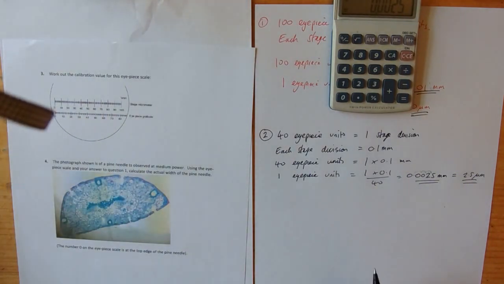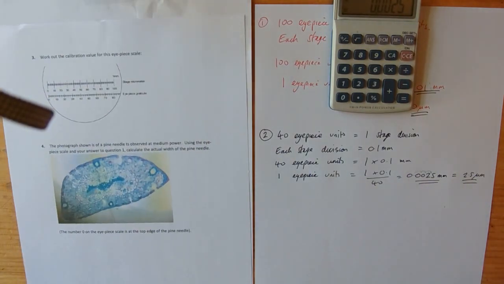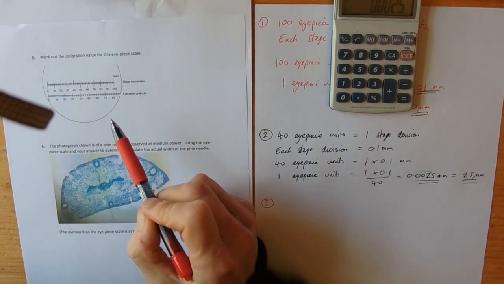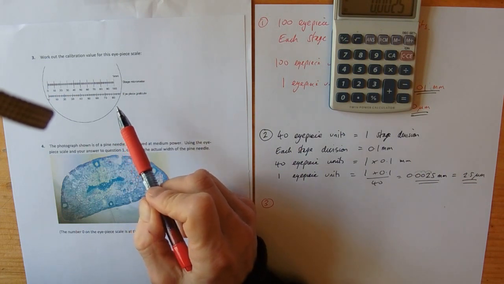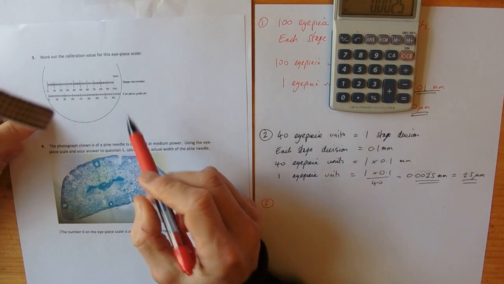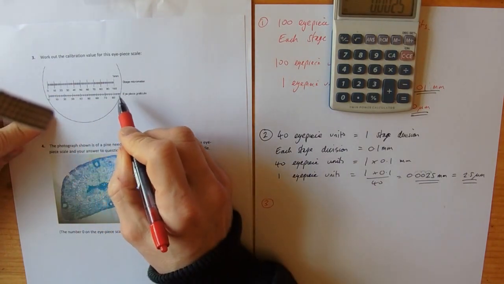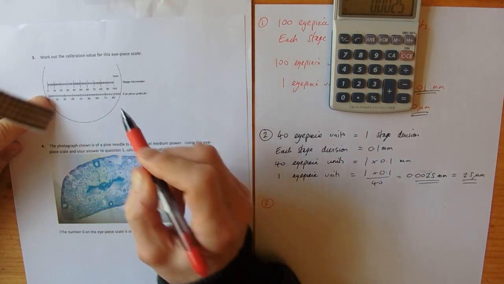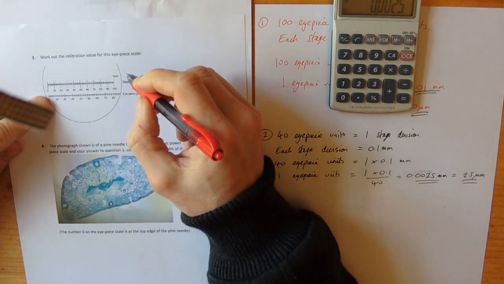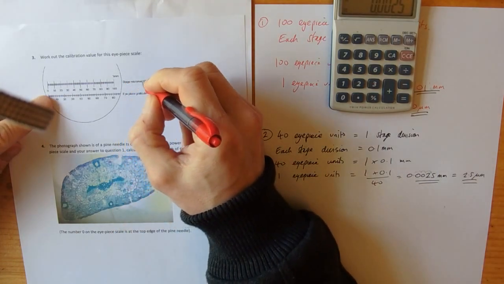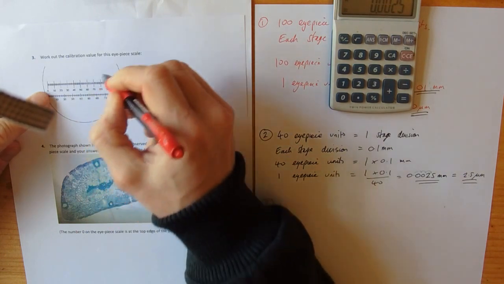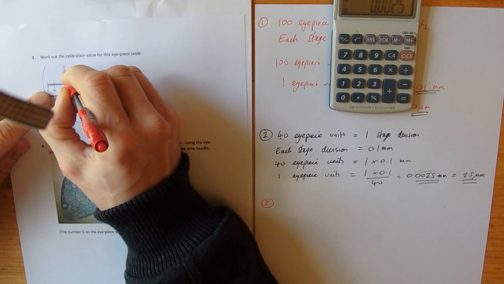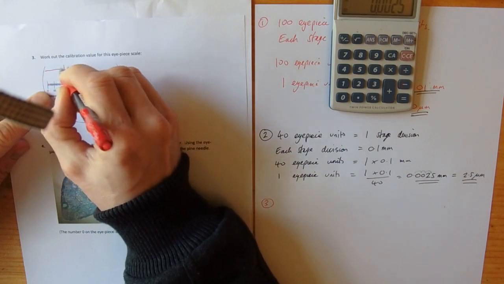What have we got now? So question 3. This is a diagram rather than one of our fine micrographs produced by a student. What have we got here? Right, a little trick here. This is a different stage micrometer, a different one. So we've got 1 millimeter there. So this whole thing is 1 millimeter.